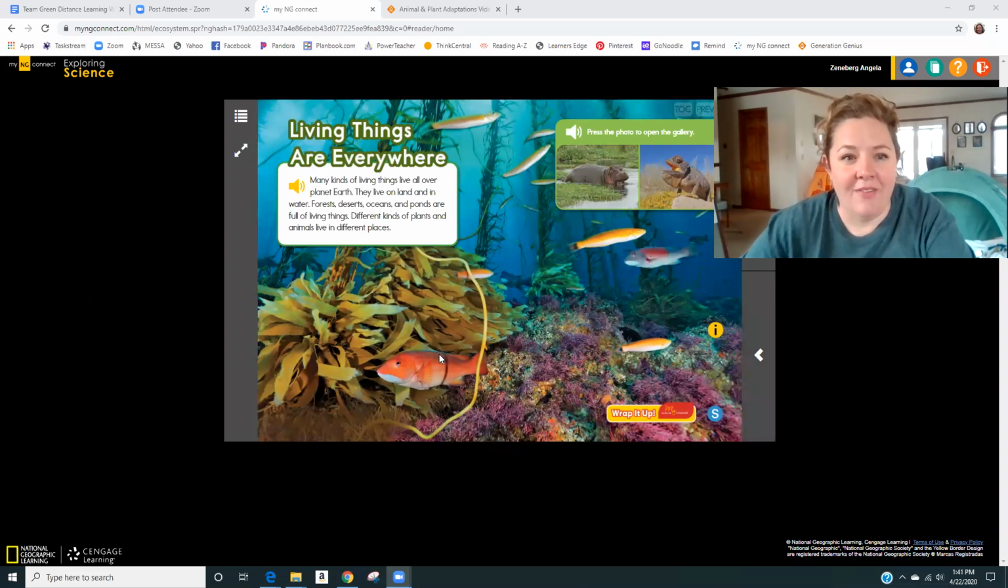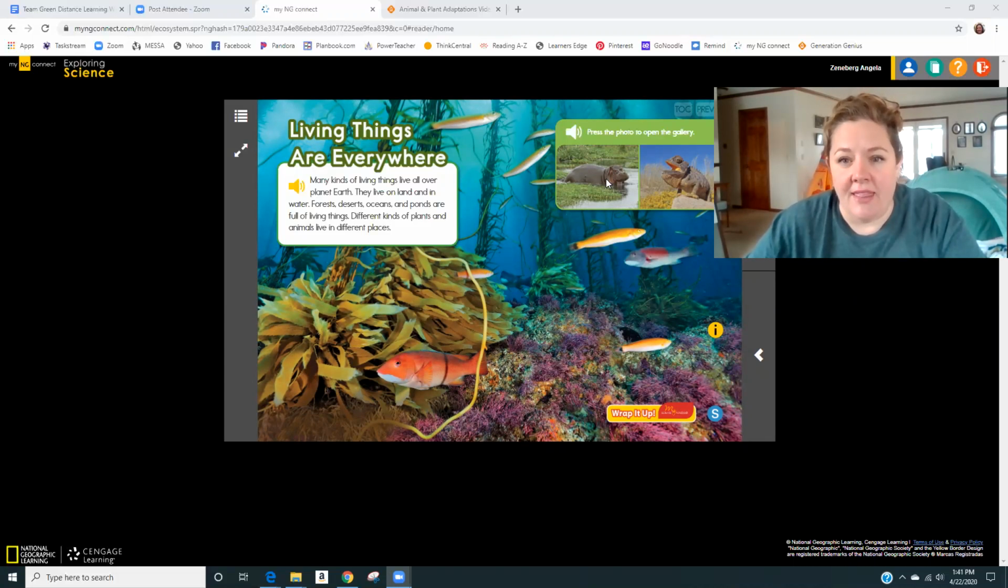So here we are. Many kinds of living things live all over planet Earth. They live on and around and in water. Forests, deserts, oceans, and ponds are full of living things. Different kinds of plants and animals live in different places. Some animals only live on land and some only live on water. Their body parts have evolved to help them live in one environment over another. Some can live in both places.